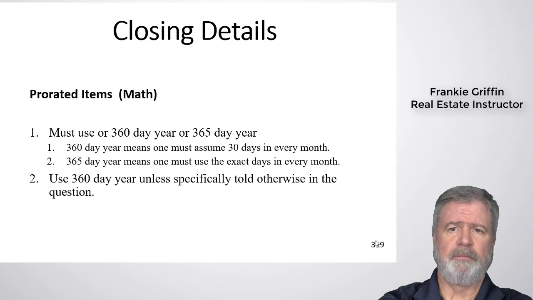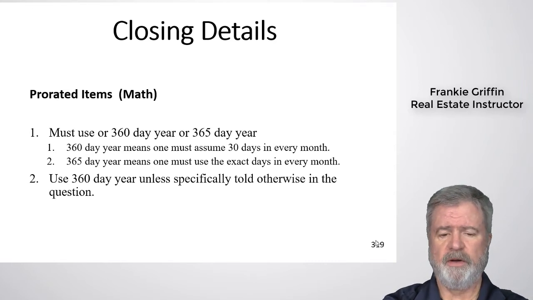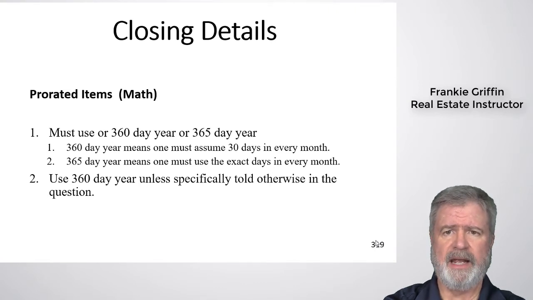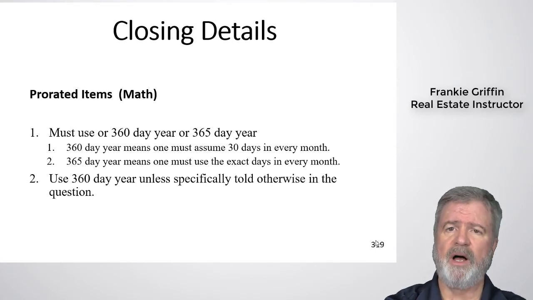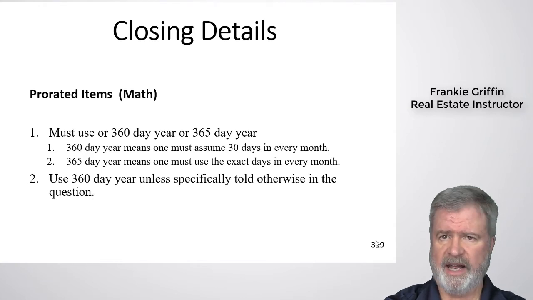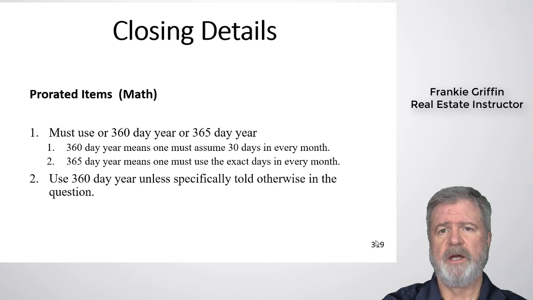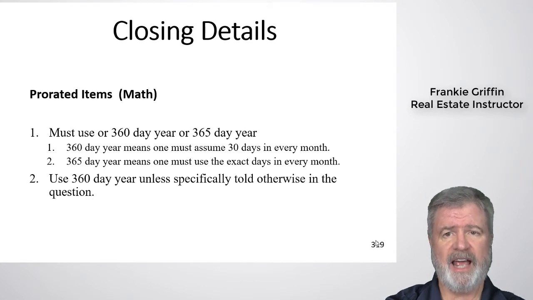Now, before we get into the actual math, and again, I hope this is something you remember from previous chapters, when you're prorating items, that proration has to be based on either a 360-day year or a 365-day year. One or the other. The difference is this. If you're using a 360-day year, that means you must assume there are 30 days in every month, regardless of how many there really are. If you're using a 365-day year, now you're going to have to know exactly how many days are in each month. Of course, as you know, there are a different number of days in each month. So that's what we call the legal year.